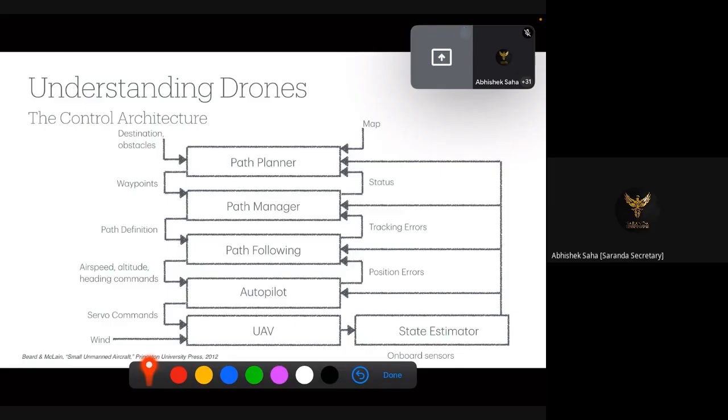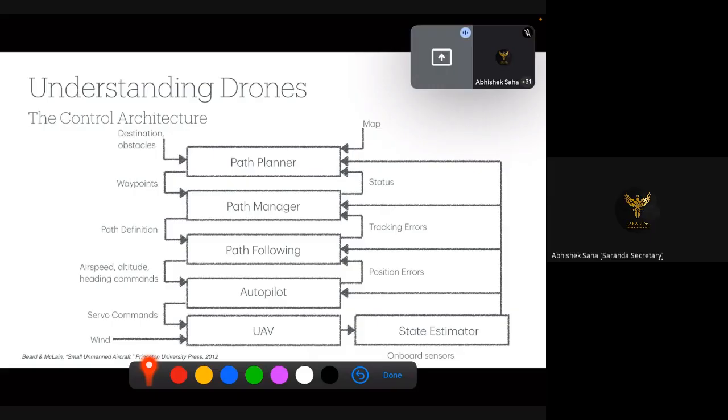Now, who gives this path information? This is given by the path manager. The path manager decides whether it has to move in a straight line or a circle. Now, this path manager decides this on the basis of the tracking errors that the path following module is generating, and on the basis of the waypoints that the path planner sees. Waypoints are basically points that are decided by the path planner.